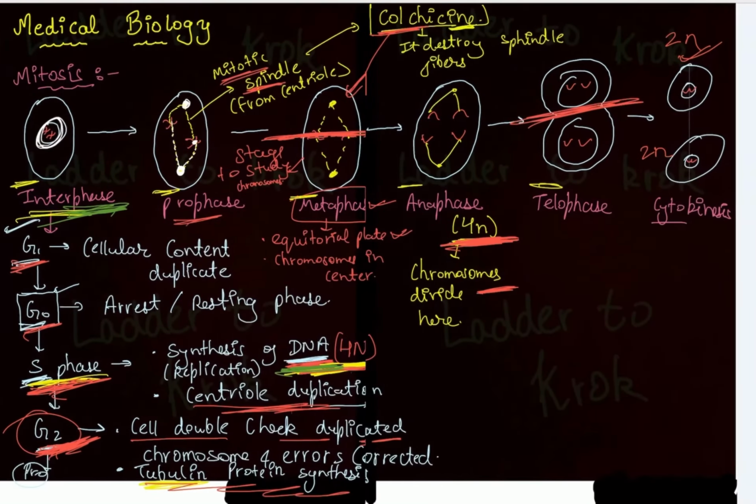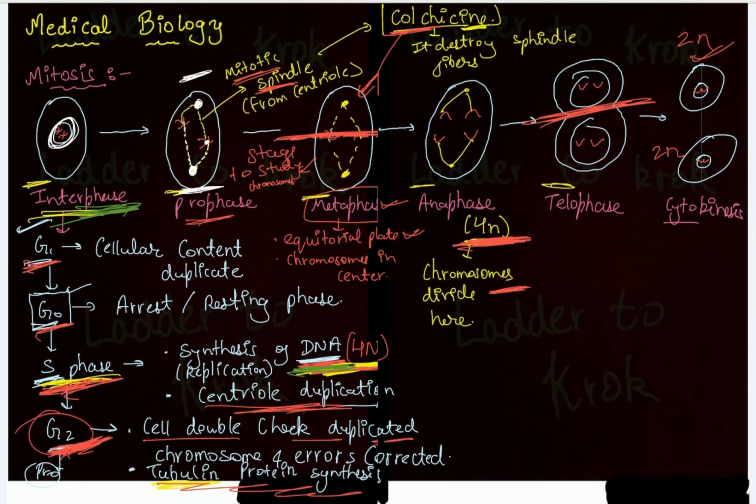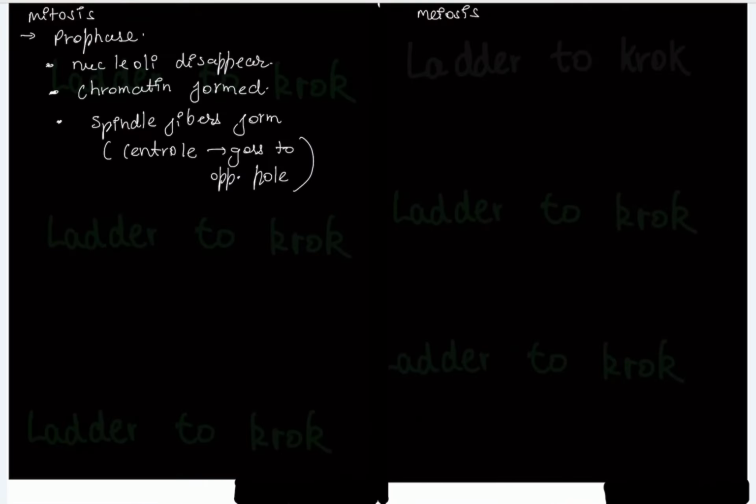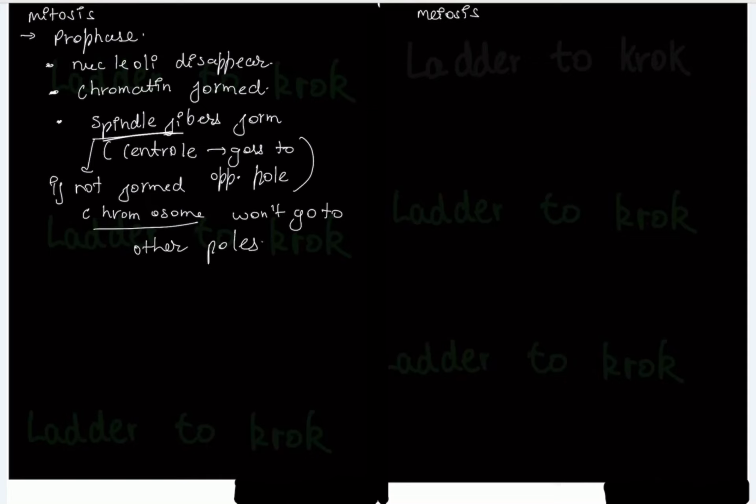Pole means, see, this is your cell, right? This has one pole and this is the second pole. So centrioles move to the poles. After this, I saw one question: if these spindle fibers are not formed, then the chromosomes won't go to the other poles. If the spindle fibers don't form, the chromosomes won't go to the other poles.